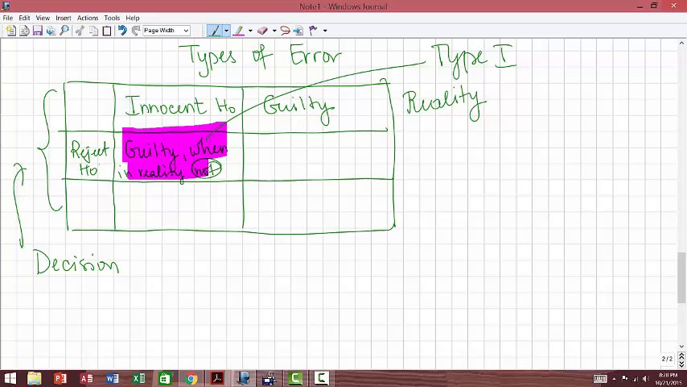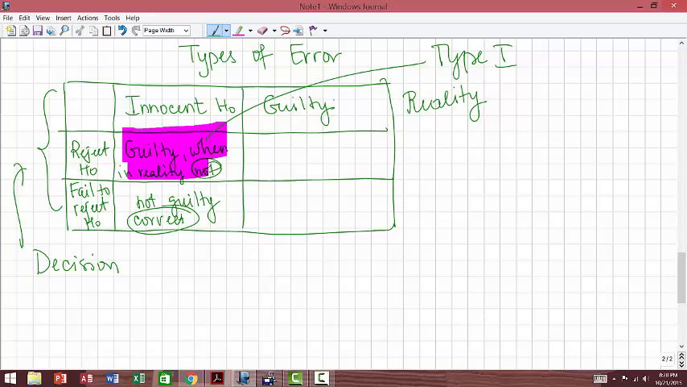Now let's say the jury said, okay, we found the defendant not guilty. Okay, so they failed to reject H not. So not guilty. Then this is a correct decision, right? So this is a correct decision. That's not a mistake.